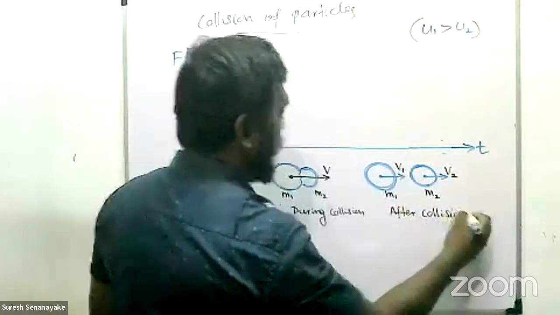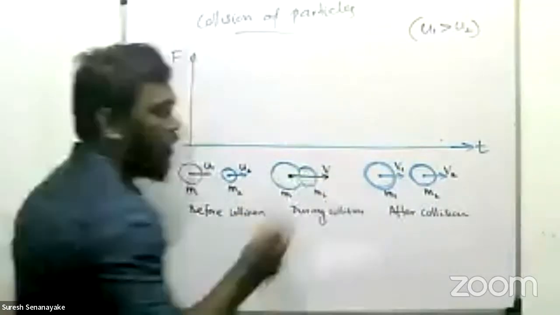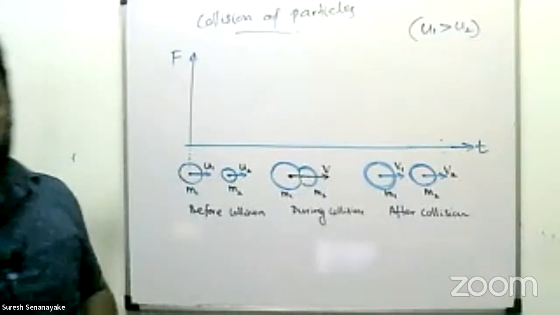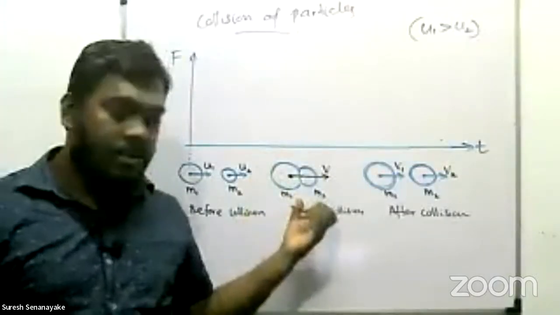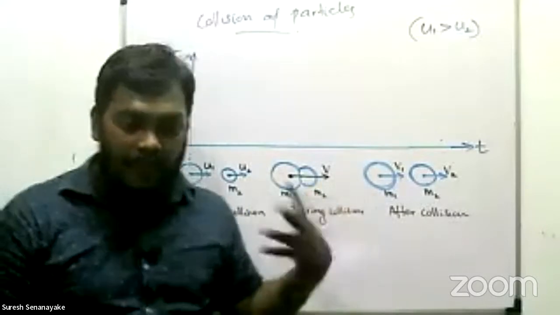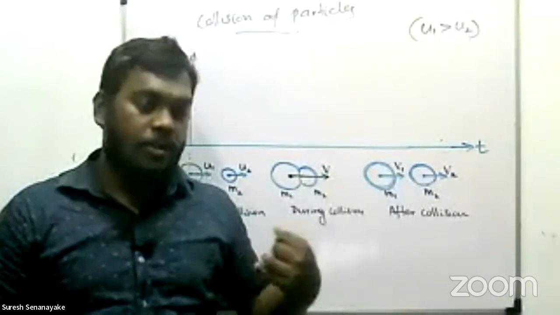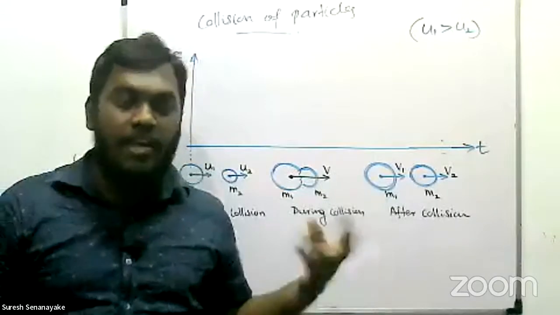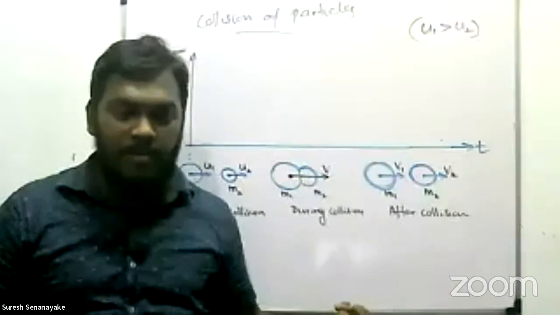So I mentioned that during the collision, they are in contact together and move with a common velocity, and then separate back, right? So what happens during the collision? The two bodies will deform, their shape will change, and then again it comes to the original shape. If it can come back to its original shape, then it is called an elastic collision. Only then can they come to their original shape after the collision.